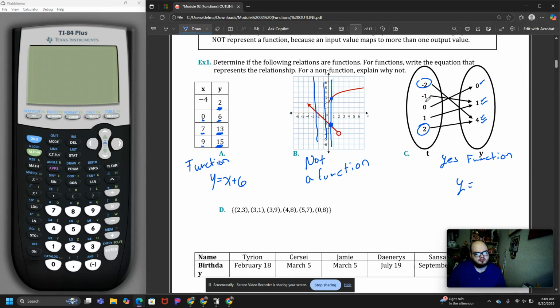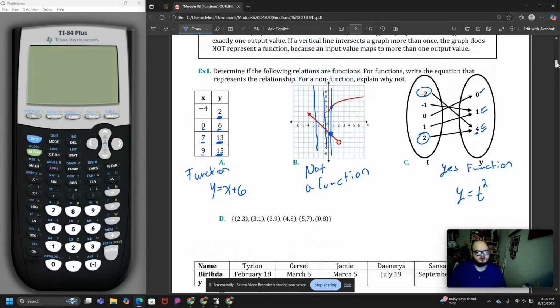Okay. Well, let's think about this. What can I do to -2 to get to 4, and what can I do to 2 to get to 4? Well, one's negative and one's positive. So the only thing, if I think back to prior math that I may have had in high school, is that a squared function or a quadratic function is what could have a negative and a positive answer both go to the same answer. So this must be a quadratic, and we'll examine these functions further in the course.